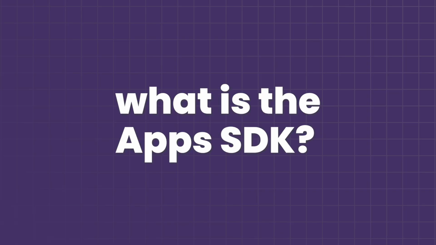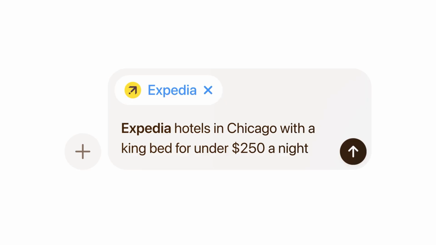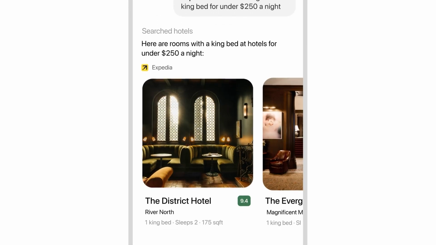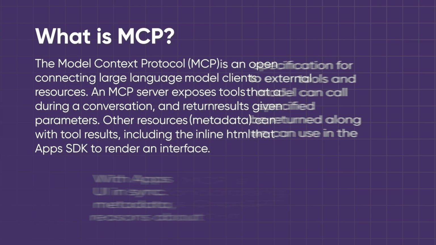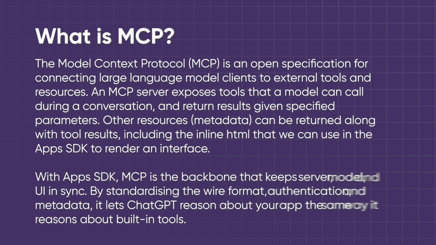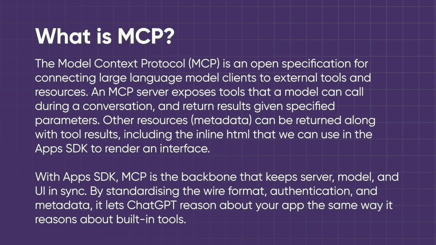So what is the app's SDK? Think of it as a toolkit that lets you build mini apps that live inside ChatGPT. It uses something called the Model Context Protocol, basically a way for ChatGPT to talk to your app, request information, and display results. With the SDK, you can create tools, add small user interfaces like forms or widgets, and connect your own APIs or databases. The best part? Your app can instantly reach hundreds of millions of ChatGPT users without building your own website or platform. Let's build your first app.